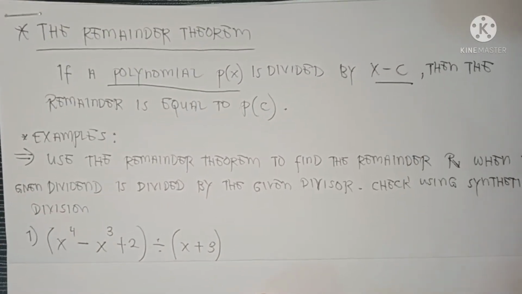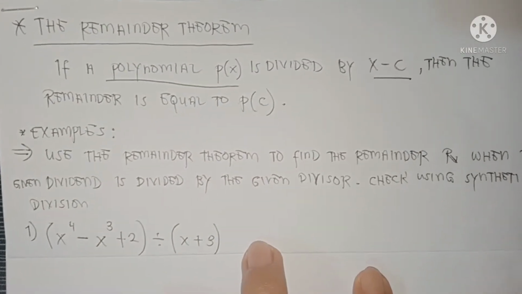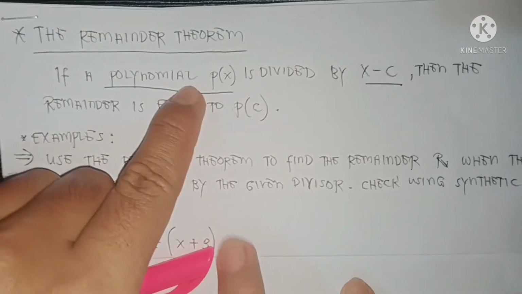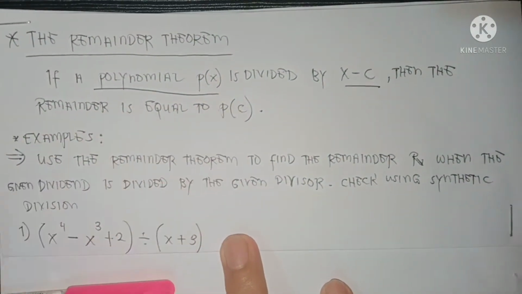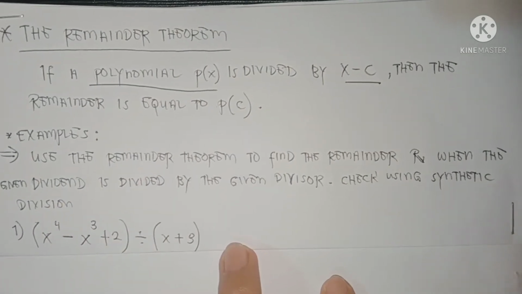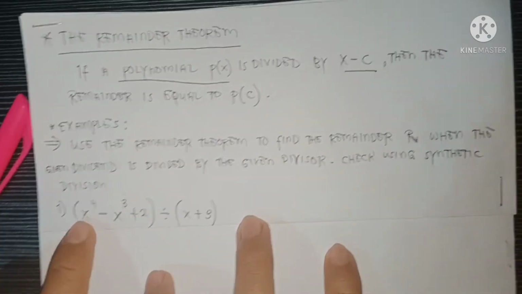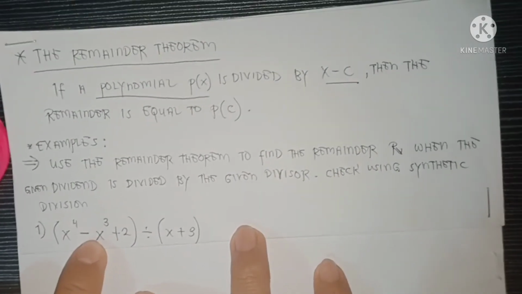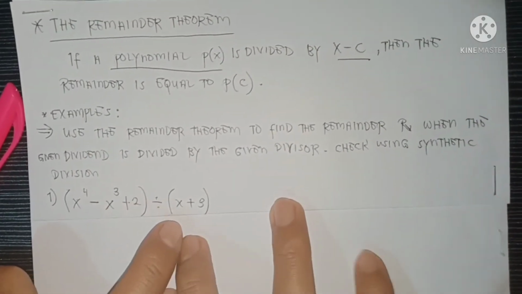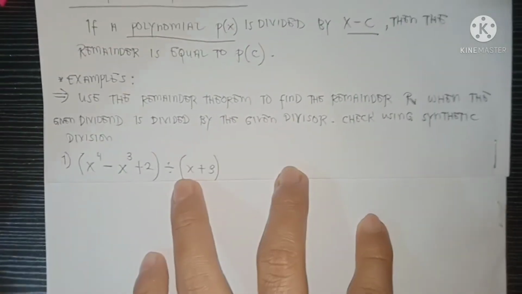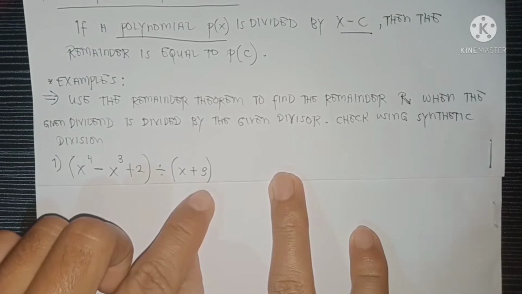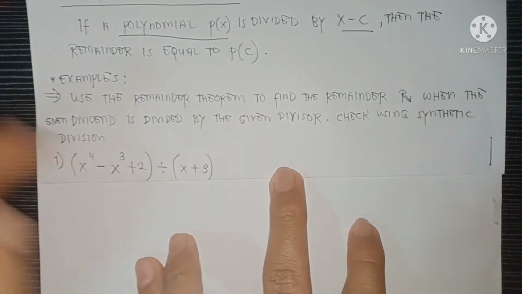Our topic for today is about the remainder theorem. It states that if a polynomial p of x is divided by x minus c, then the remainder is equal to p of c. So paano yun? Kapag daw itong x raised to the 4th power minus x cubed plus 2 ay dinivide natin itong x plus 3, yung magiging remainder ay equal sa value ng p of negative 3.